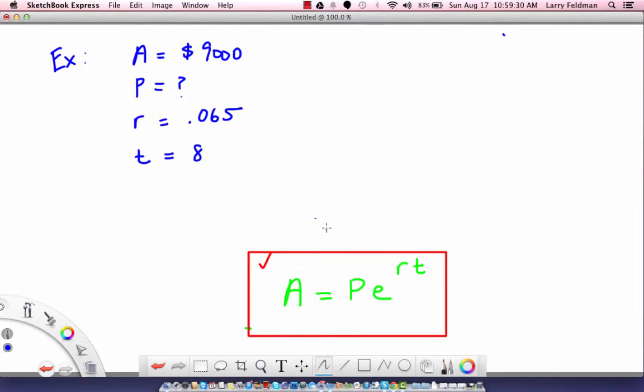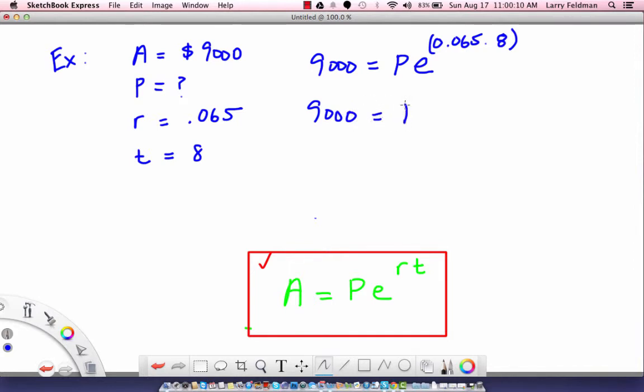So again, we just substitute the values that we know into the formula. 9,000 equals P. So we don't know P, we're solving for it, so let's just use the variable. e to the rt. Let me clean this up a little bit. So that looks like that. Now we bring this down.